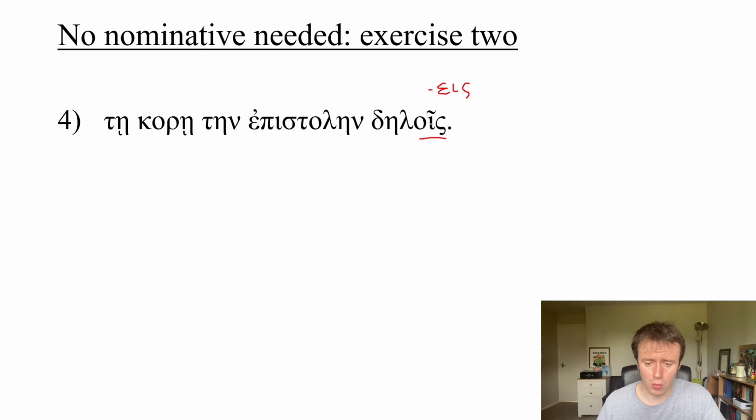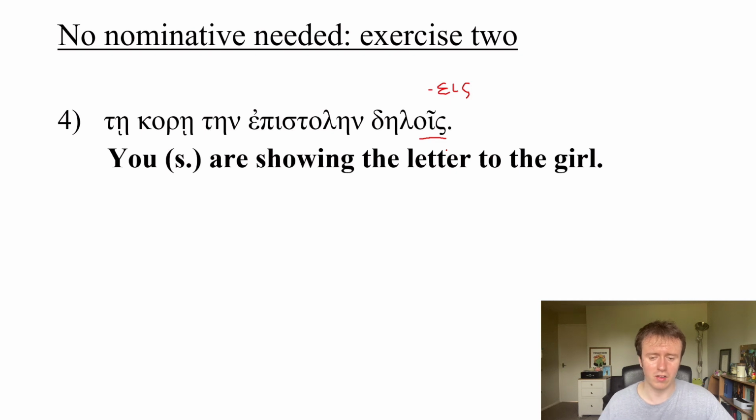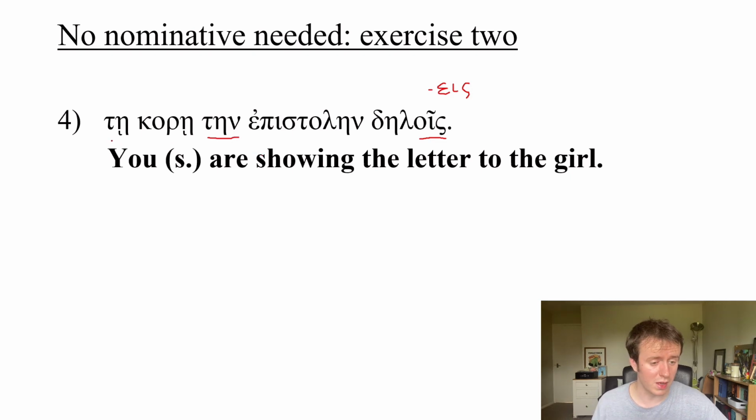And therefore, this ois, which is omicron contracted with ei, lets us know that you singular are doing the action, okay? And the verb here is deloo, the verb to show, and therefore we would translate the sentence as you singular are showing the letter to the girl. Or you singular show the letter to the girl. We knew that the letter was the direct object from the feminine accusative singular definite article, and we knew that the girl was the indirect object.